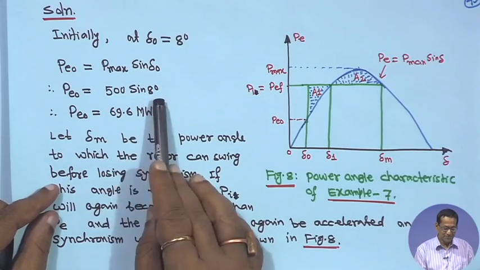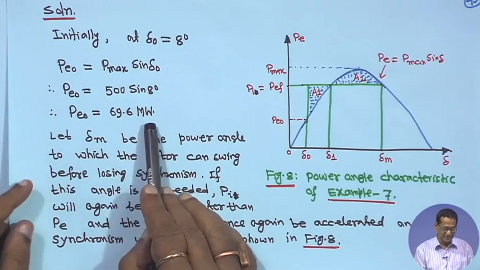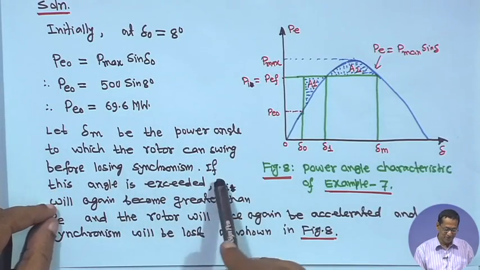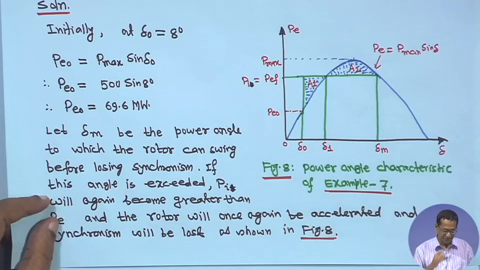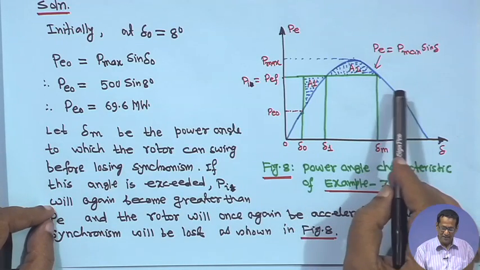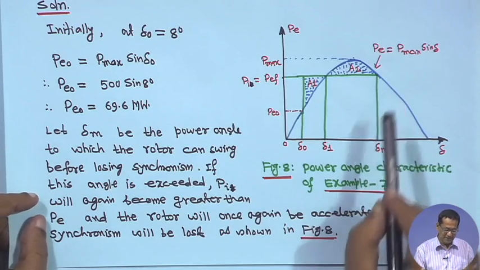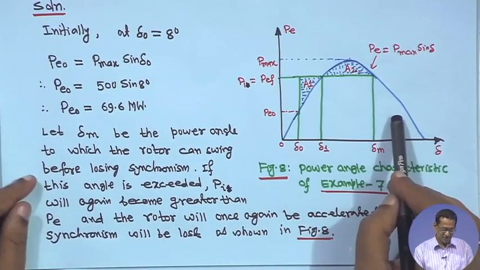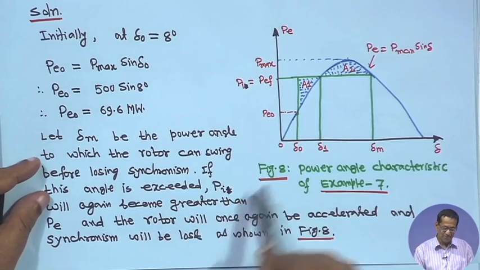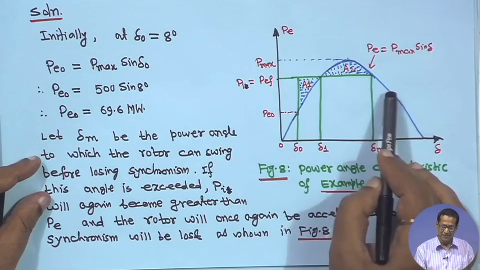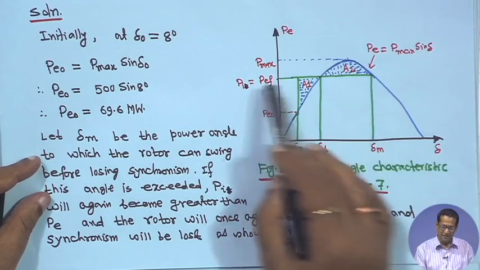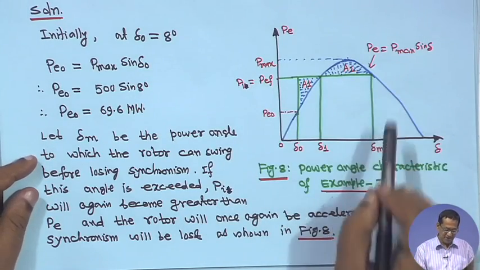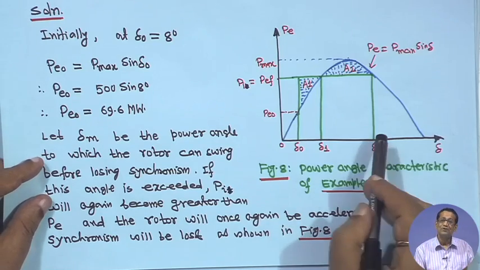That comes to 69.6 megawatt. Now, delta m is the power angle to which the rotor can swing before losing synchronism. This is the maximum one can go. If this angle is exceeded and it goes below that, then P I will be greater than P, and the rotor will again be accelerated and it will lose synchronism.